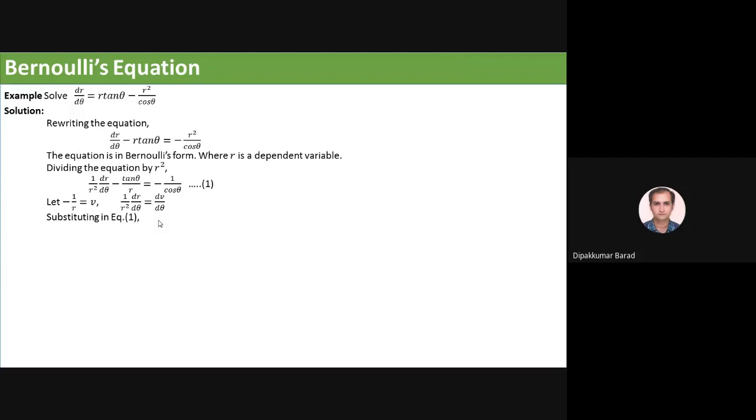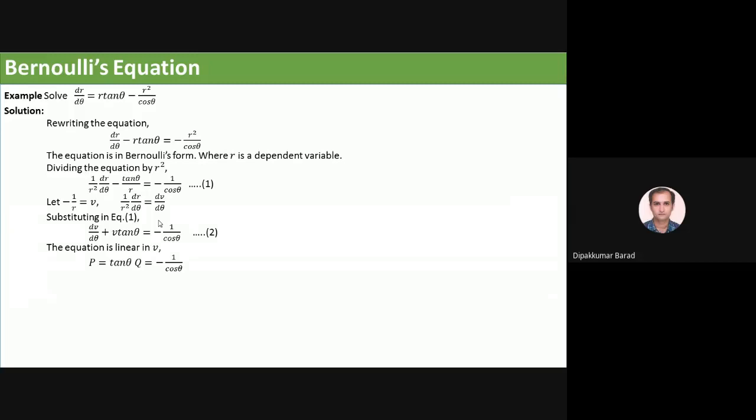Now we can substitute this value in equation 1. So if we substitute this, what I get is dv by d theta plus v into tan theta is equal to minus 1 upon cos theta. Now this equation 2 is a linear equation in V. Okay. So P is equal to tan theta and Q is equal to minus 1 upon cos theta.